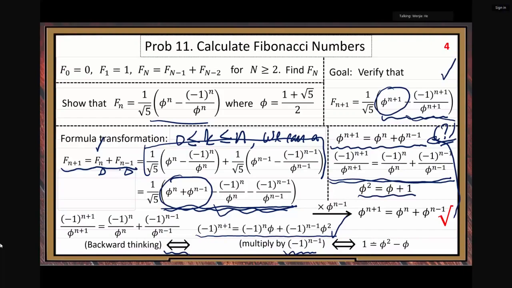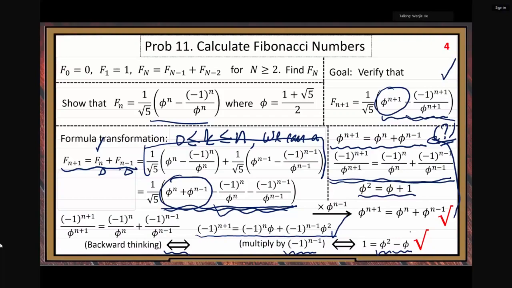Then we look at the exponent number, odd or even. For odd, it's a negative term. For even, a positive term. So we need to verify 1 equals phi squared minus phi, and we know this is one of the 2 properties of the golden ratio. So it is true.